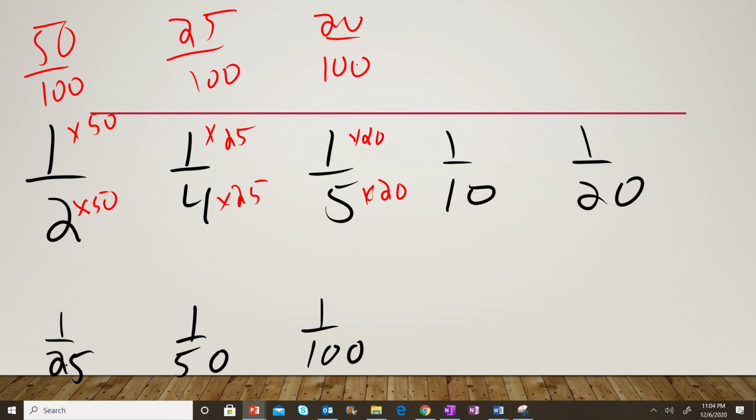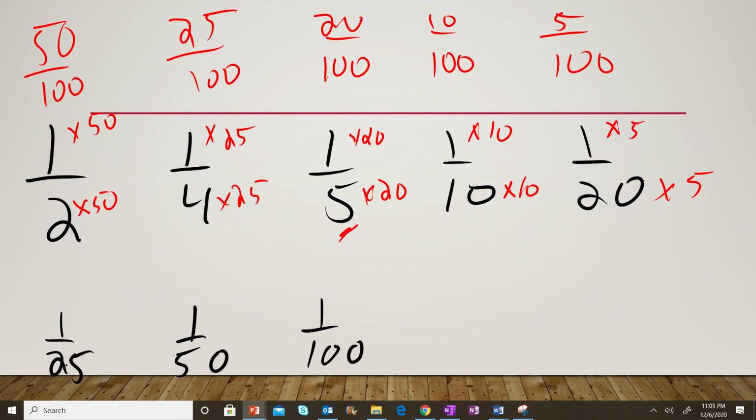You get 20 over 100. 10 goes into 100 10 times. So you do 1 times 10 up top, and you get 10 over 100. 20, well, we just did it over here, is times 5. So we're going to do times 5 here, and we're going to get 5 over 100.